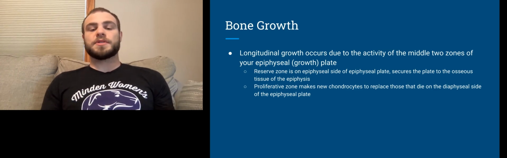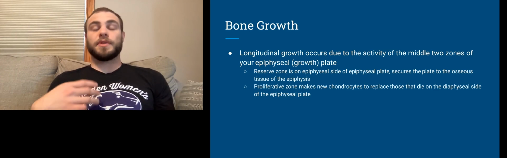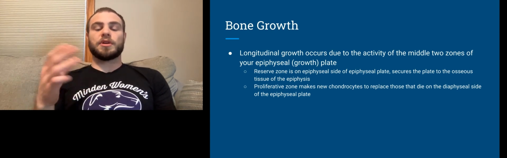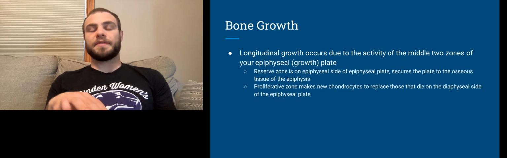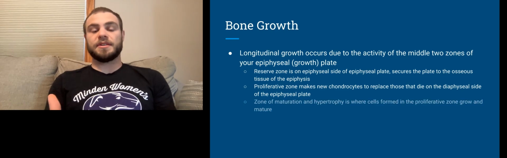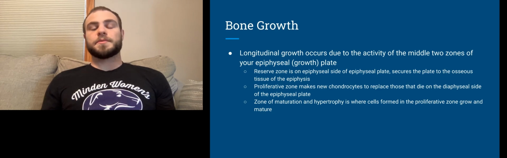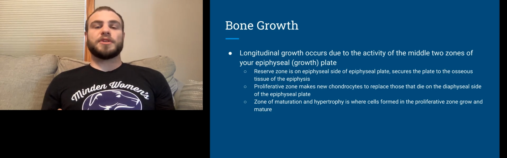The second zone, one of the two zones responsible for bone lengthening, is called the proliferative zone. So you're going to have new chondrocytes forming. They're going to be responsible. They're actually replacing cells that we're going to see here in a little bit. The chondrocytes that are dying on the diaphyseal side. Sorry.